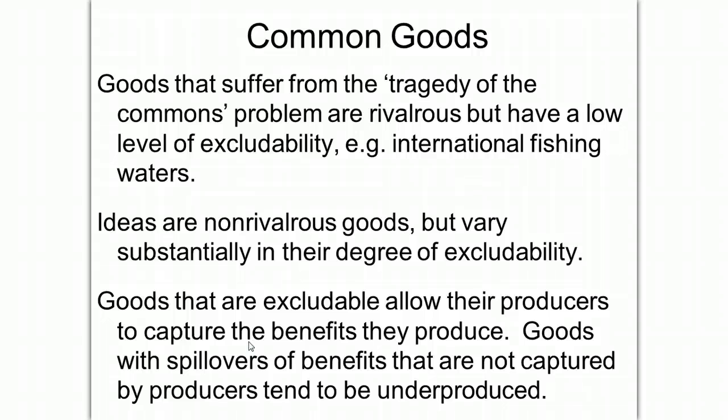So goods that suffer from the tragedy of the commons problem are rivalrous, but have a low level of excludability. So you have goods such as international fishing waters. So here you have a product where the fishermen are rivals. One trawler taking a shoal of fish out of the water prevents somebody else from doing so. So there is a degree of rivalry, but there also is non-excludability. Fish are free to roam wherever they wish in the seven seas. So you don't have the boundaries like you would have on land.